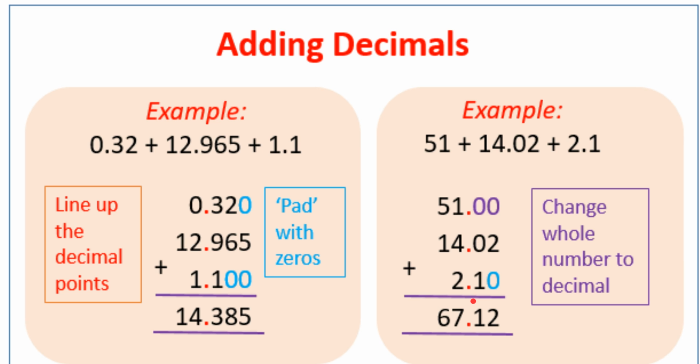Now as usual you have to add from the rightmost side. 0, 2, 0 added becomes 2. Then 0, 0, 1 added becomes 1. 1 plus 4 plus 2 is 7. 5 plus 1 is 6. So hence we get 67.12. 51 plus 14.02 plus 2.1 is nothing but 67.12.